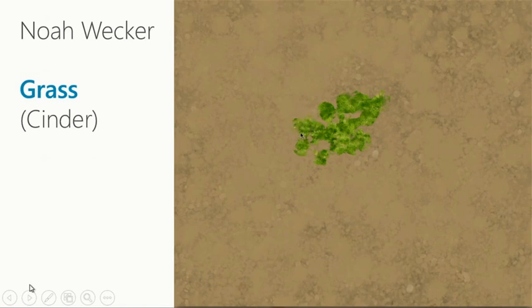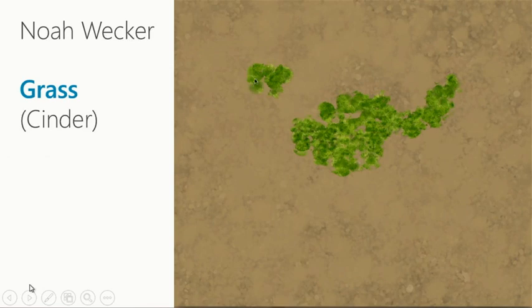Now, Noah, this was built in Cinder. I think I got that one right. Yes, because I said Cinder or openFrameworks, and a lot of people went for Cinder. This is grass, but I don't understand what I'm seeing. I just wrote an app that created a dynamic bitmap mask, and then with some programming art, I overlaid it, so it grows grass on a dirt texture.